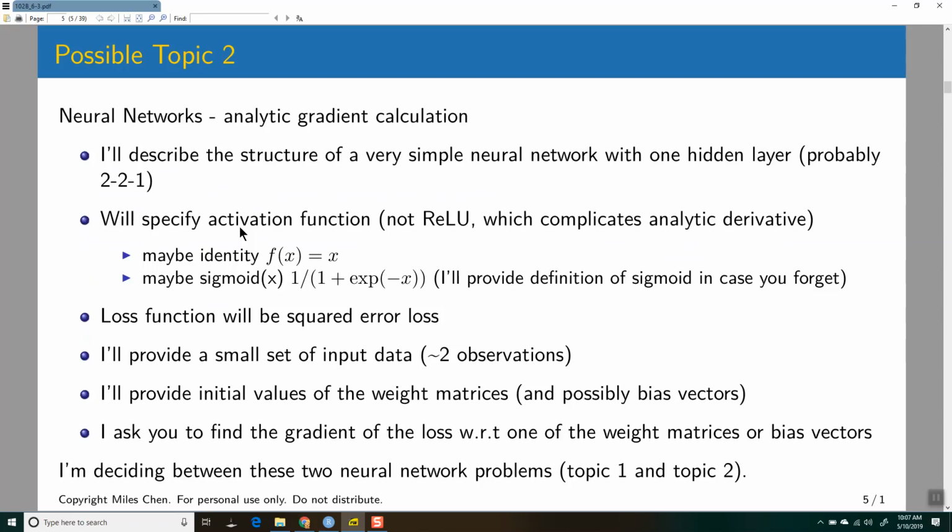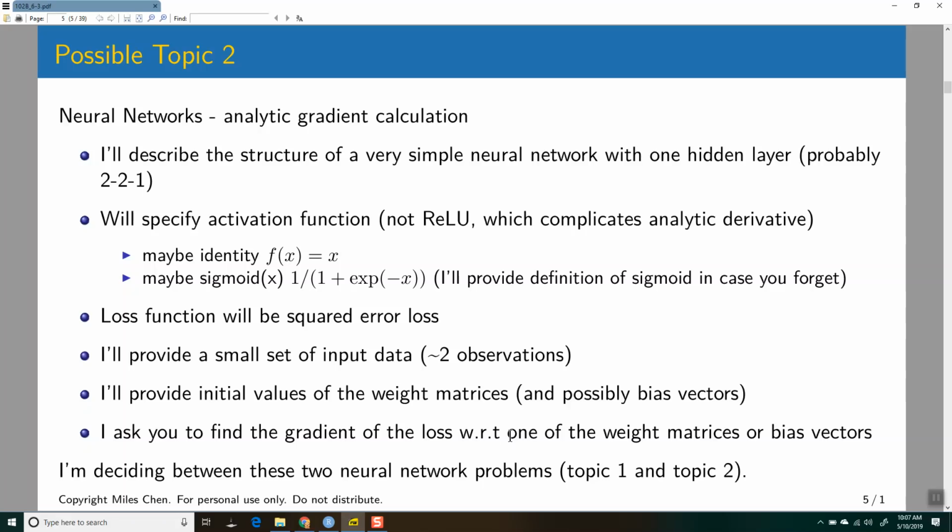The derivative of the identity is 1, and the derivative of the sigmoid is something you can calculate or figure out yourself. I'll at least provide the definition of the sigmoid in case you forget. You'll have to figure out the sigmoid prime yourself. Loss function, squared error loss, small input data, provide some initial weight matrices, and then you'll find the gradient with respect to one of the weight matrices or bias vectors, okay?